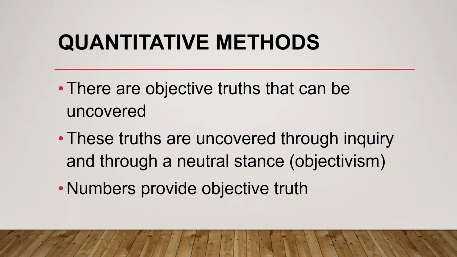So, when we talk about quantitative methods of collecting data, these are the ways that we can uncover objective truths. These can be uncovered through inquiry and through a neutral stance. So, this is something that helps remove the researcher from the actual research itself, because then the results are based on the data, not perceptions. And then they provide a number to the results so that we can get percentages and averages as opposed to just simply perceptions, which is typically found in qualitative research.